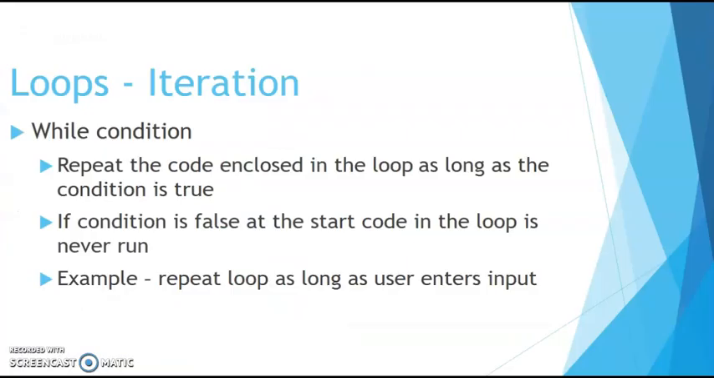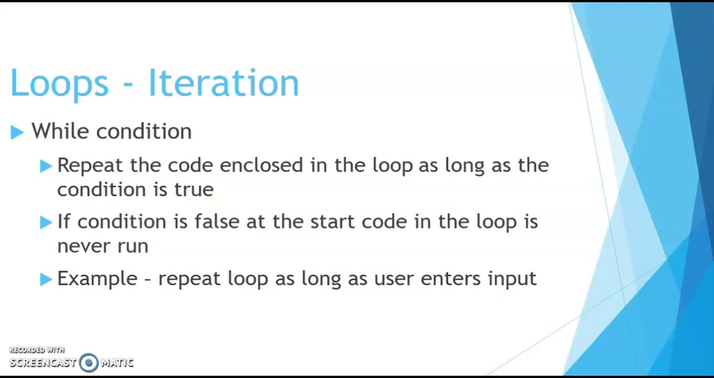So the next loop we're going to look at is the while loop. In this case, we repeat the code enclosed in the loop as long as the condition is true. We have a condition that we must test at the start. If that condition is true, we go into the loop. But if the condition is false at the start, then the code in the loop is never run. So you need to be a little bit careful how you construct your conditions when you're using while loops, because if you wanted to run at least once, you need to make sure your condition will allow you to go in, and then you can change something in there and decide from there.